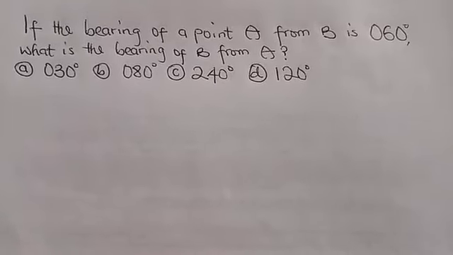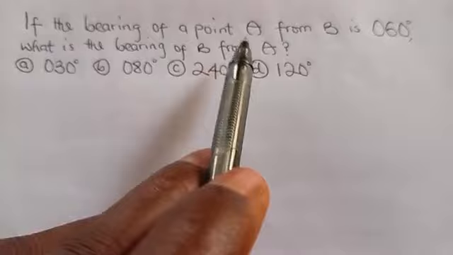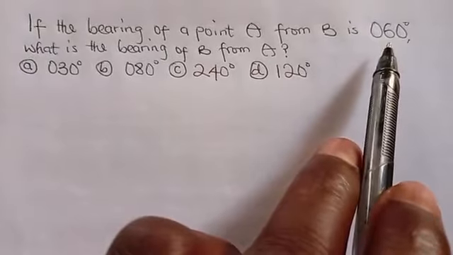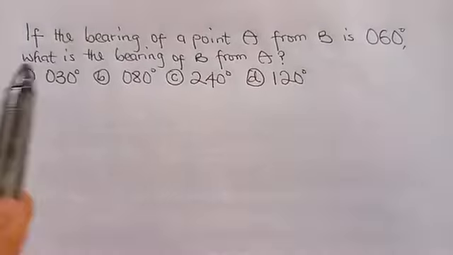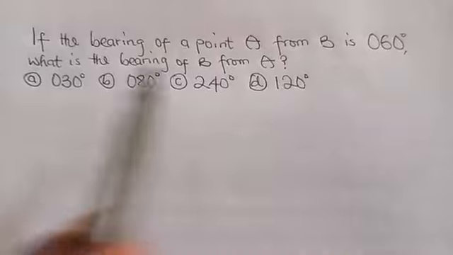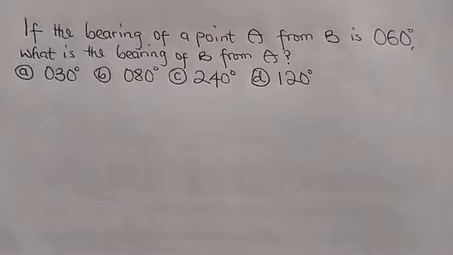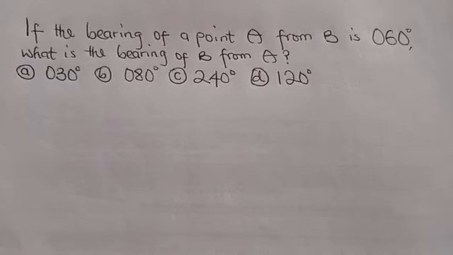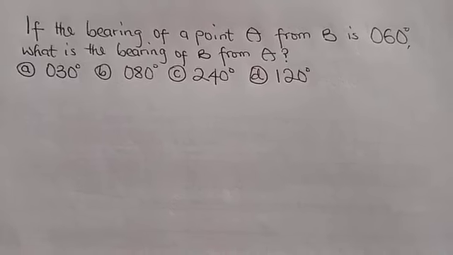If the bearing of a point A from B is 60 degrees, what is the bearing of B from A? These are the options provided. This particular question is given in surveyor's bearing, where they use 3 digits.